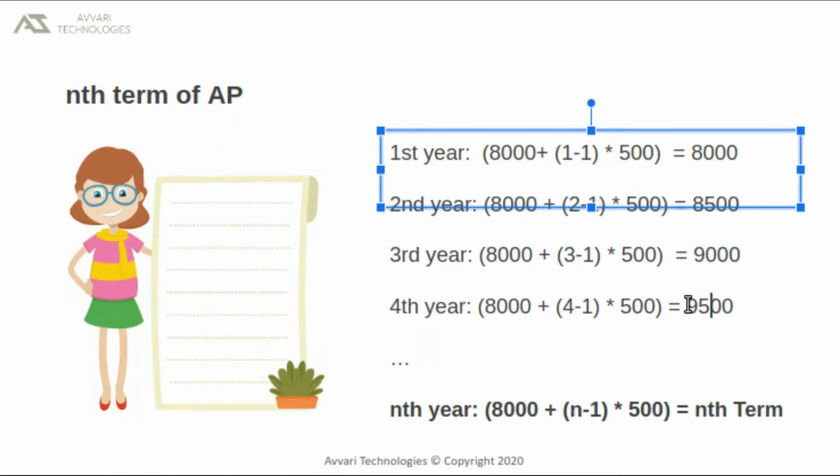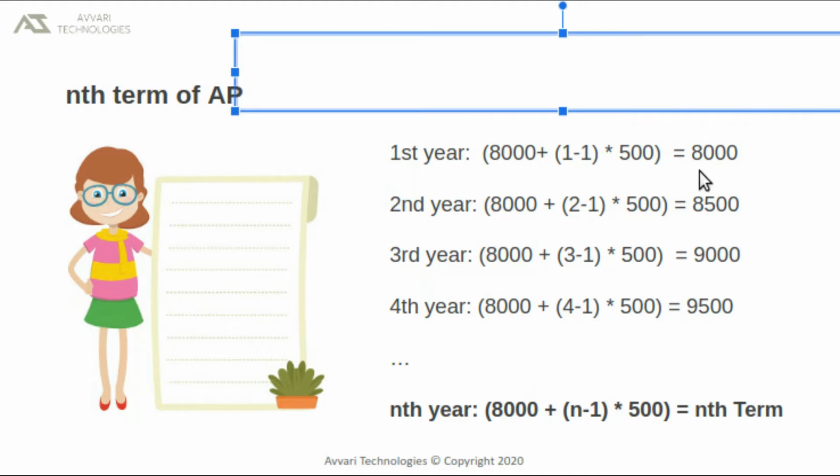In the fourth year, again she got an increment of 500 rupees. We can represent this as fourth year minus first year into 500. 4 minus 1 is 3. 3 into 500 is 1,500. 1,500 plus 8,000 is 9,500.